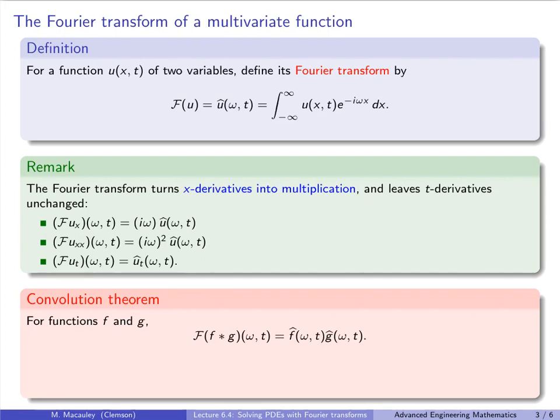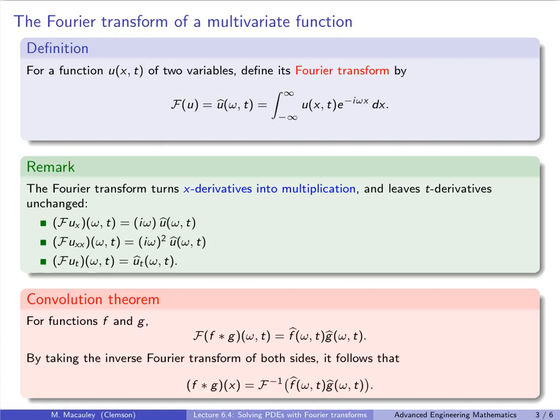Also not surprising is that the convolution theorem carries over to multivariate functions because the t goes along for a ride. So for functions f and g of x and t, the Fourier transform of their convolution is the product of the Fourier transforms. And if you take the inverse Fourier transform of both sides, you get the following situation. Anytime you have the product of two functions in omega and t that you need to invert, if you can invert them separately to get f and g, then do that and take the convolution and you'll get what you need.